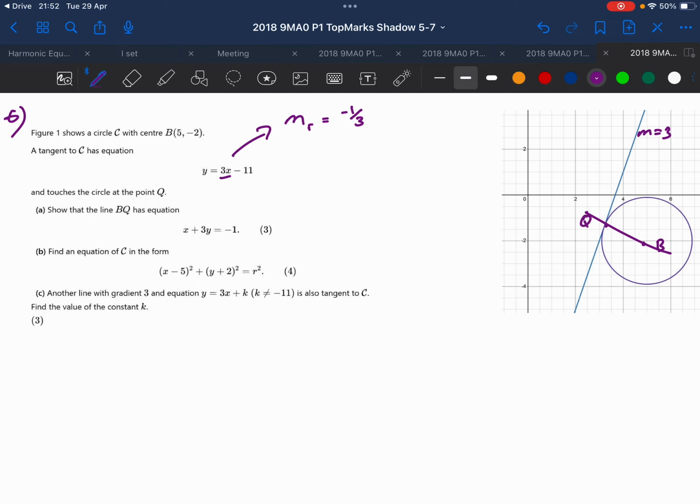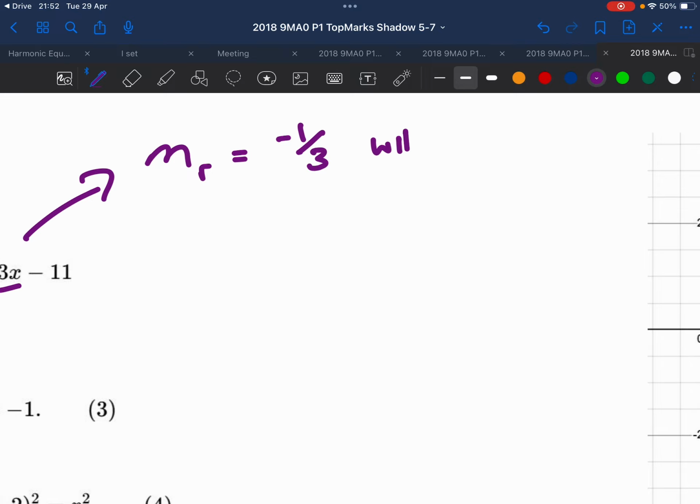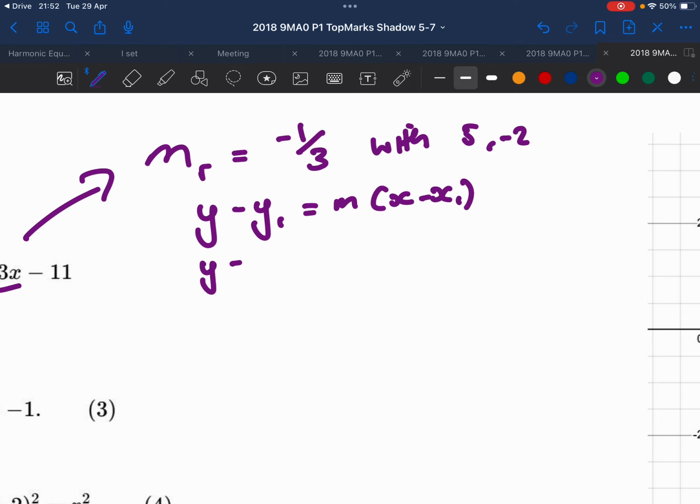Now, if I wanted to do a bit more, I need to use a coordinate with it. Well, I could use the center of the circle, which was (5, -2). So let's use y minus y1 equals m times x minus x1. So we're going to do y minus -2, so y plus 2 equals minus a third times x minus 5.